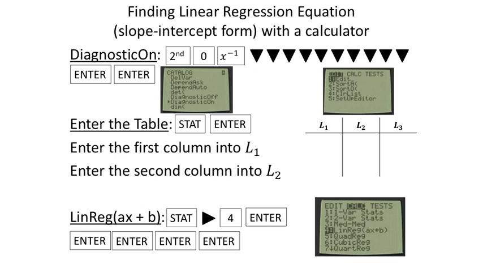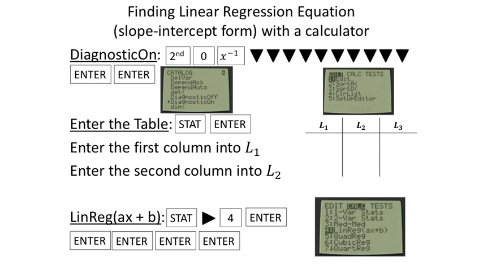So first, we have to make the diagnostic on. Why does diagnostic on have to be there? I don't know, and I also don't care. I just know that we need it. So we push second, and that's the number 0. You'll notice on the calculator, you've got second 0 just above the 0 in blue. It says catalog. That's going to give us all of the functions of the calculator, but it's going to do it in alphabetical order.